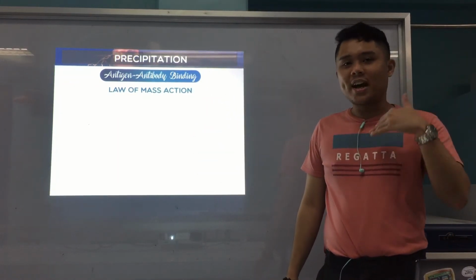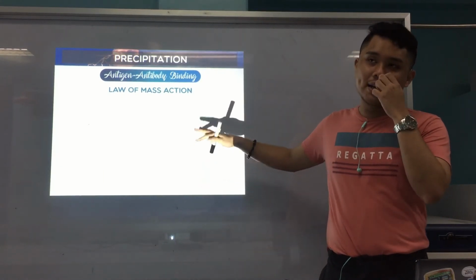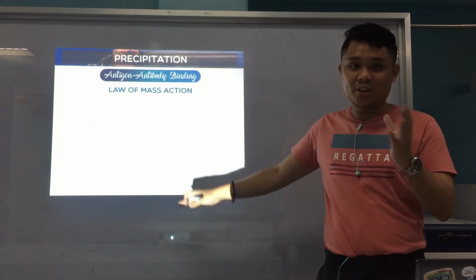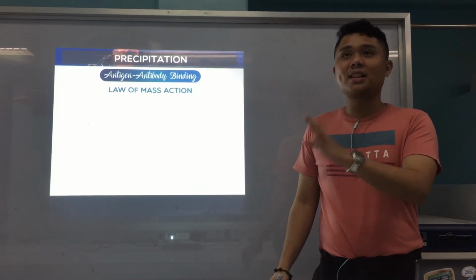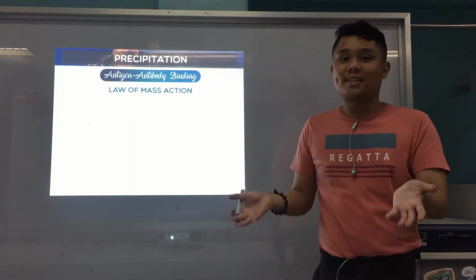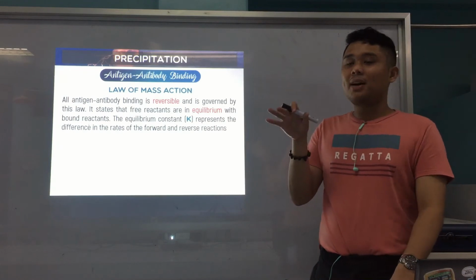If I can remember it correctly, it's also about talking about equilibrium, all right? Here in chemistry and also here in antigen-antibody reactions. The antigen-antibody reactions are of no exception. It follows what we call the law of mass action. So, the antigen-antibody reaction is reversible.